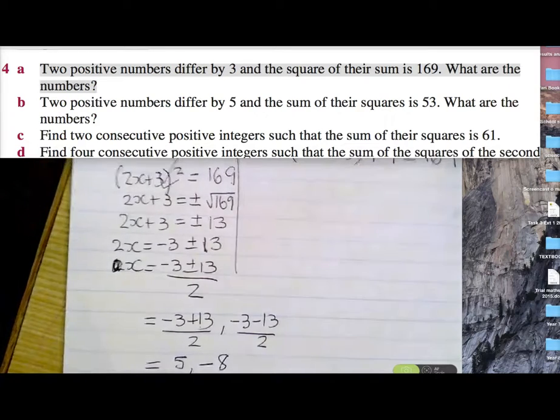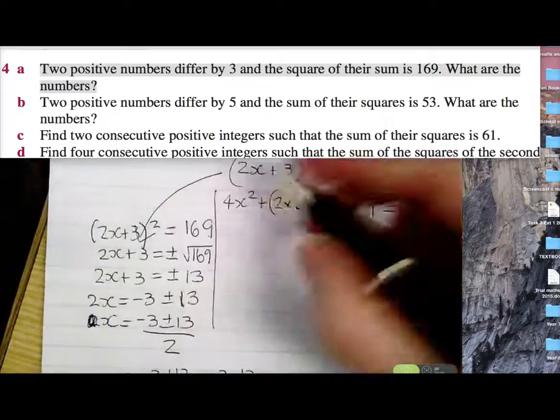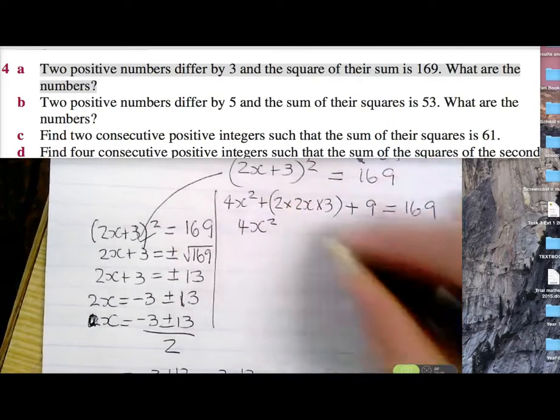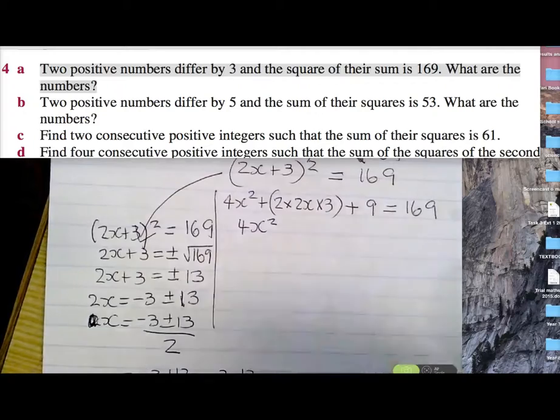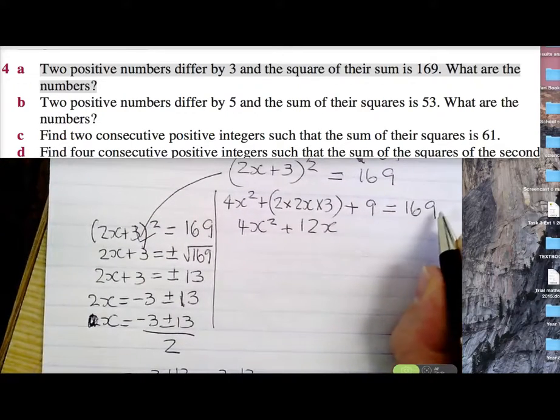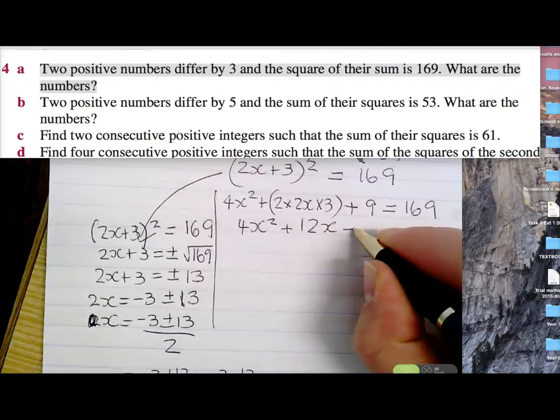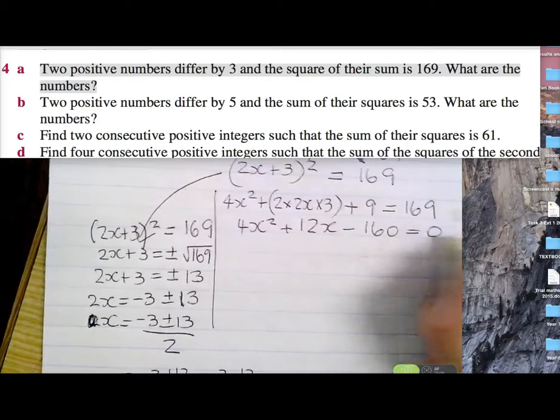Girls, I'm going to go back over the other side and you'll see this all in a minute. And this way you get 4x squared plus 12x plus 9 equals 169. What do I do with the 169? So minus 169 equals 0.